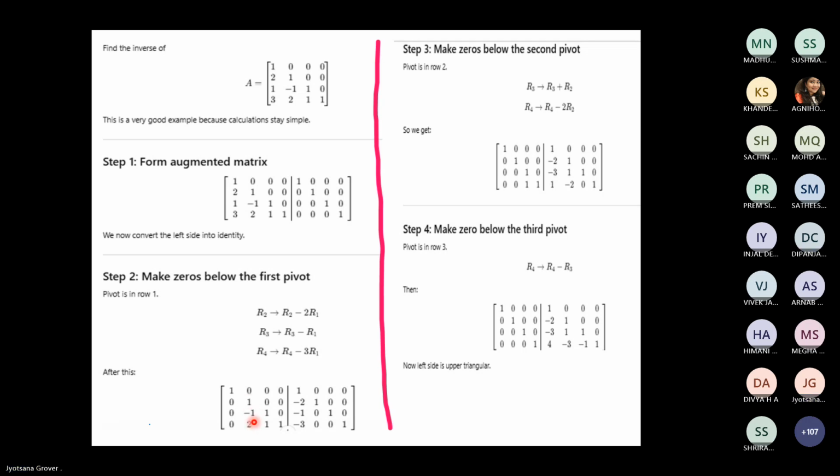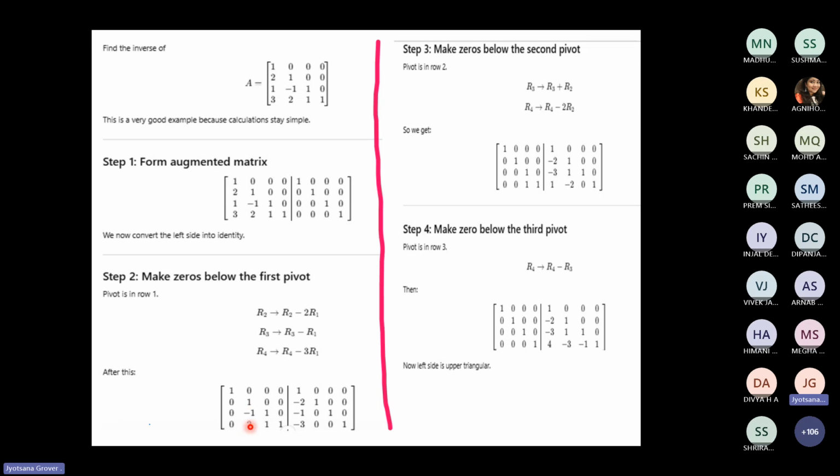So you'll get 0 here. 1 plus 0 is 1. 0 plus 0 is 0. Now the same thing you have to apply for this also. Minus 1 minus 2 is minus 3. 0 plus 1 is 1. 1 plus 0 is 1. 0 plus 0 is 0.